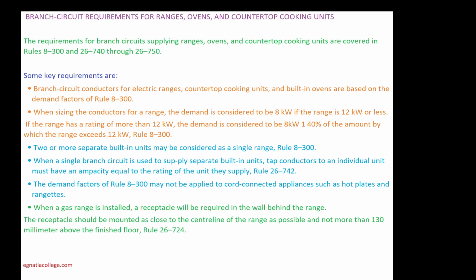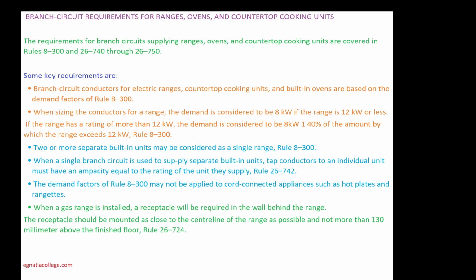Branch circuit conductors for electric ranges, countertop cooking units, and built-in ovens are based on the demand factors of Rule 8-300. When sizing the conductors for a range, the demand is considered to be 8 kilowatts if the range is 12 kilowatts or less. If the range has a rating of more than 12 kilowatts, the demand is considered to be 8 kilowatts plus 40% of the amount by which the range exceeds 12 kilowatts, Rule 8-300. Two or more separate built-in units may be considered as a single range, Rule 8-300.